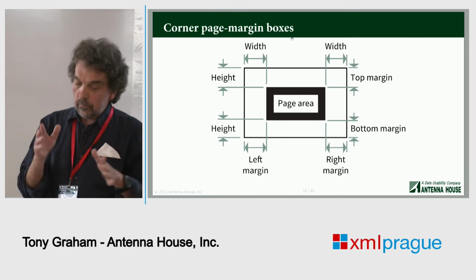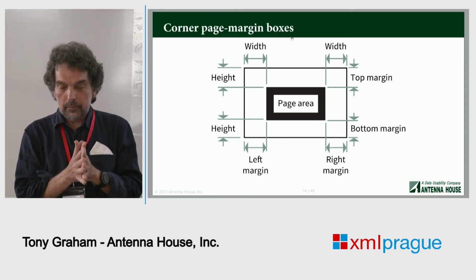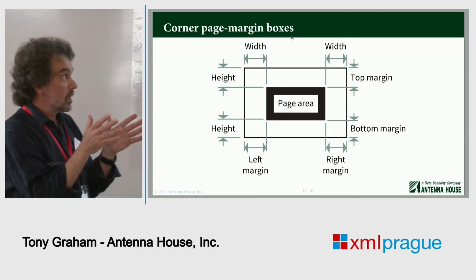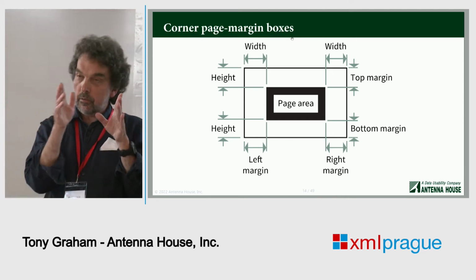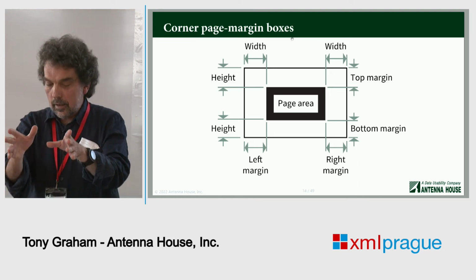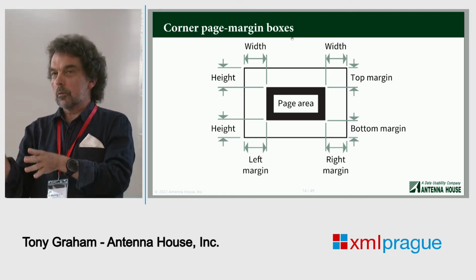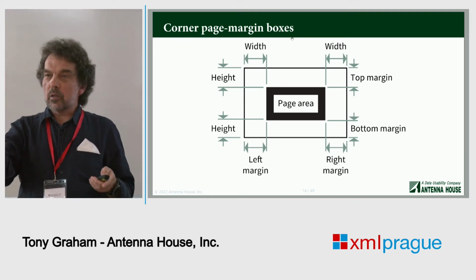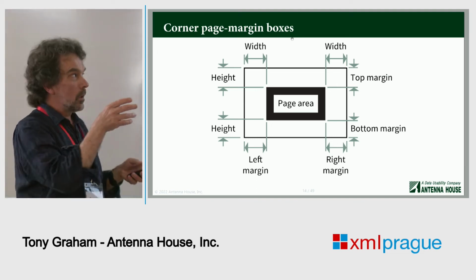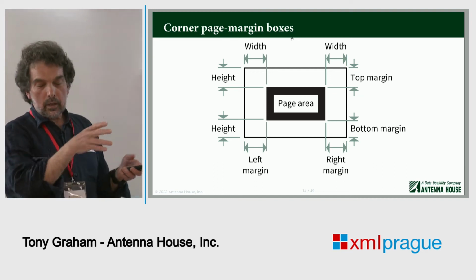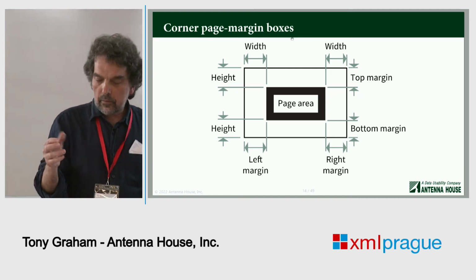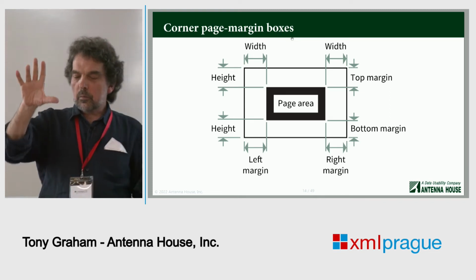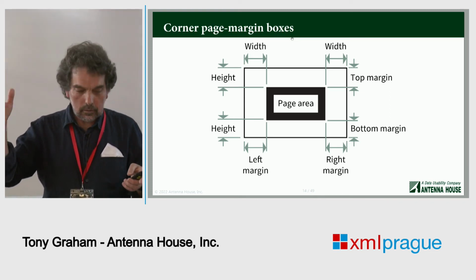The rules are different for the size of the page margin boxes, depending on whether it's a corner, a top or bottom, or a side, because fairly obviously the dimensions of a corner page margin box are already predetermined by the margins on your page. It's not going to be any different from the top margin and the left margin, top margin and the right margin, or whatever.